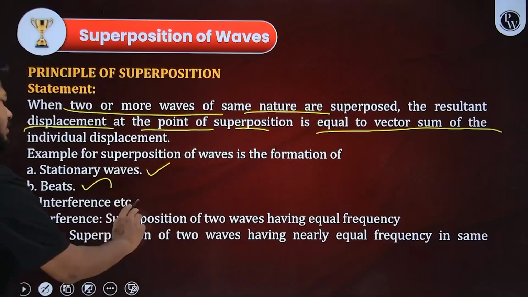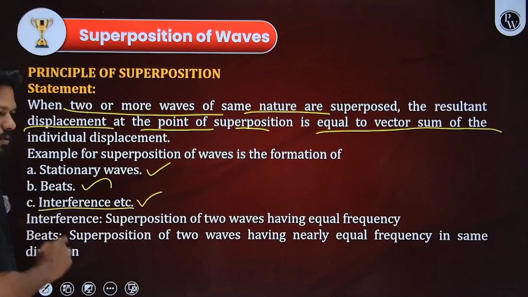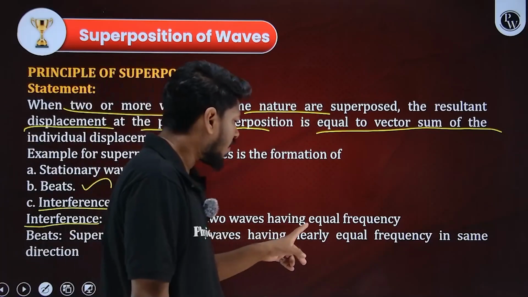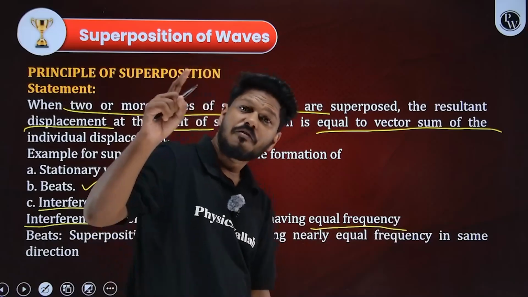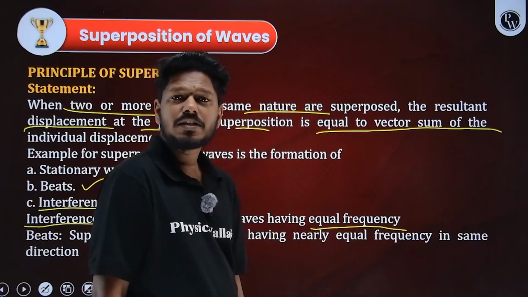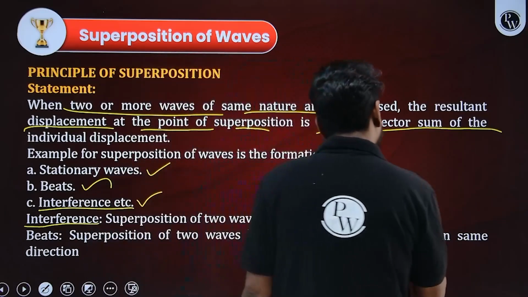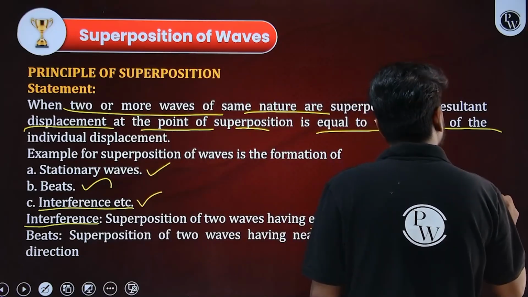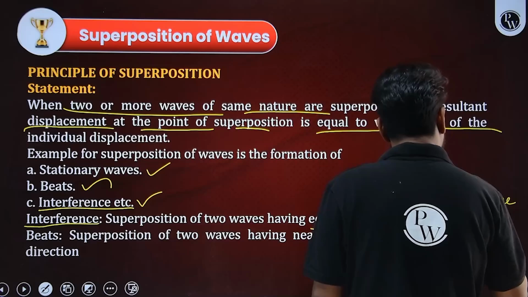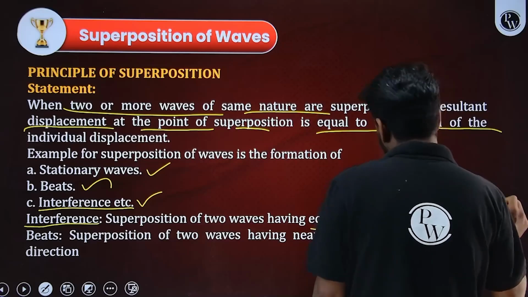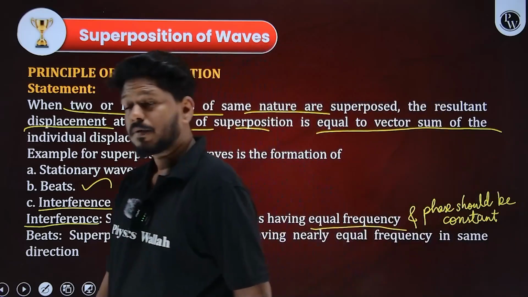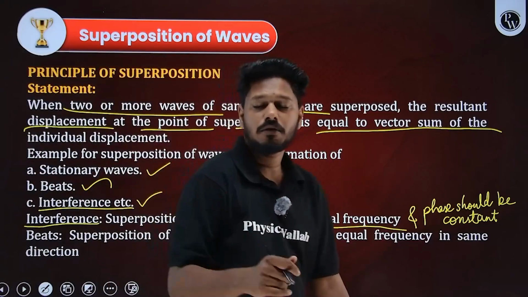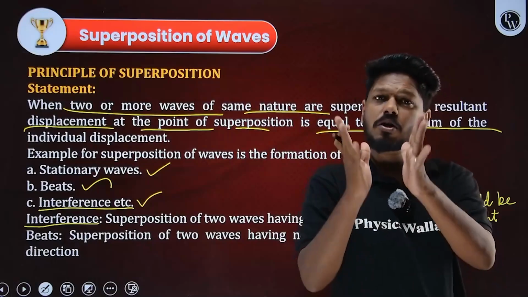Okay, interference, this is what today's topic of discussion is. In order to get interference, always remember, superposition of two waves having equal frequency. The frequency should be same, and the phase should be constant. The phase should not vary. Okay, this is a very important condition for interference. So whenever I need to have interference, the frequency should be same and the phase should be constant.